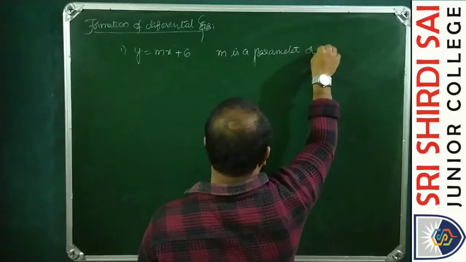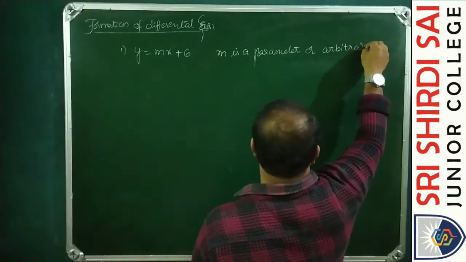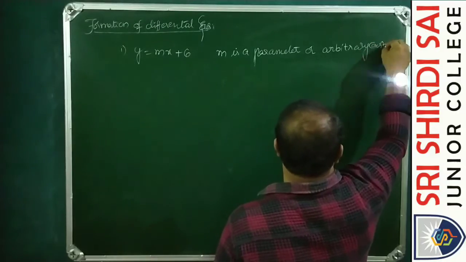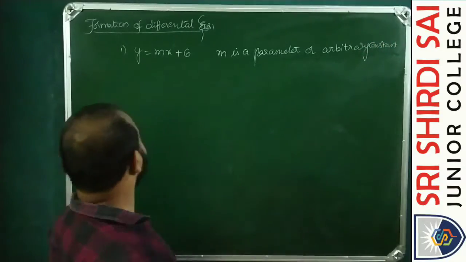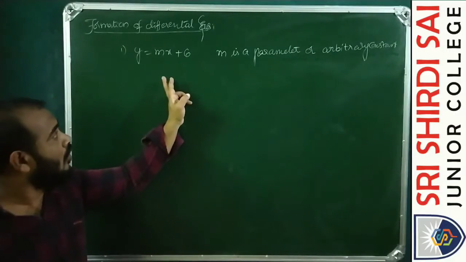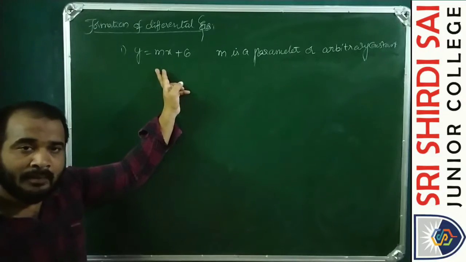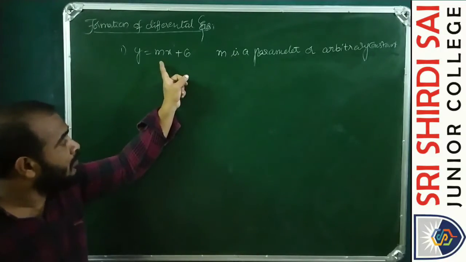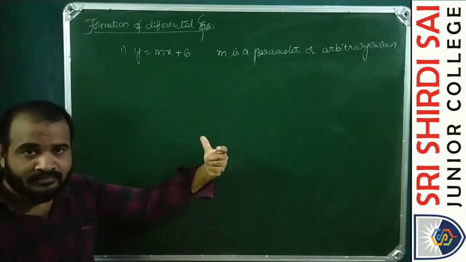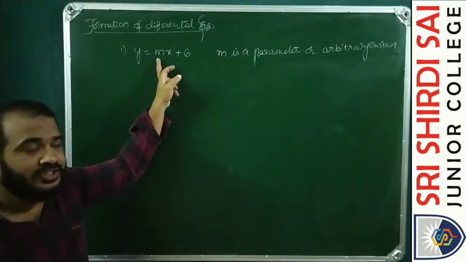or arbitrary constant. Arbitrary constant. So the family of all the differential equations of this can be formed by eliminating this parameter through the process of differentiation.